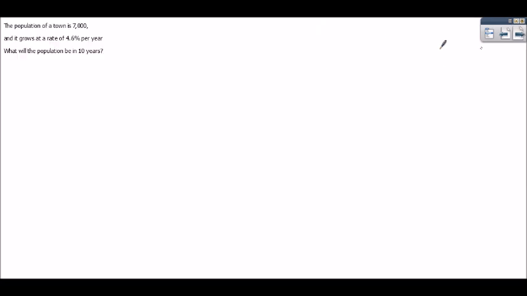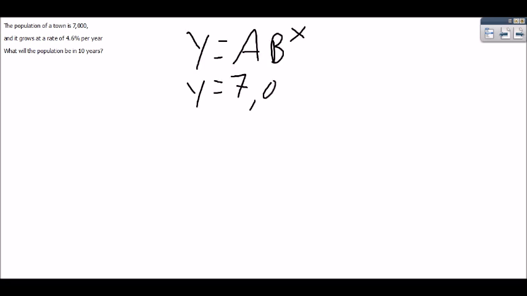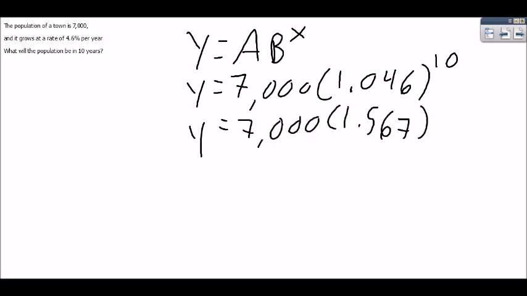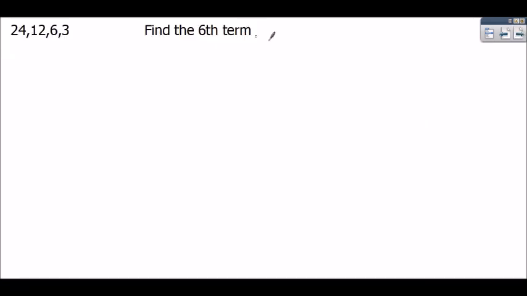A town with a population of 7,000, a growth rate of 4.6, what would the town be in 10 years? So I'm going to start with my exponential growth formula, and then plug in my values. To find the sixth term, I'm going to put in my explicit formula, is being divided by half or multiplied by 0.5, and I'm going to put 6 in for my nth term.